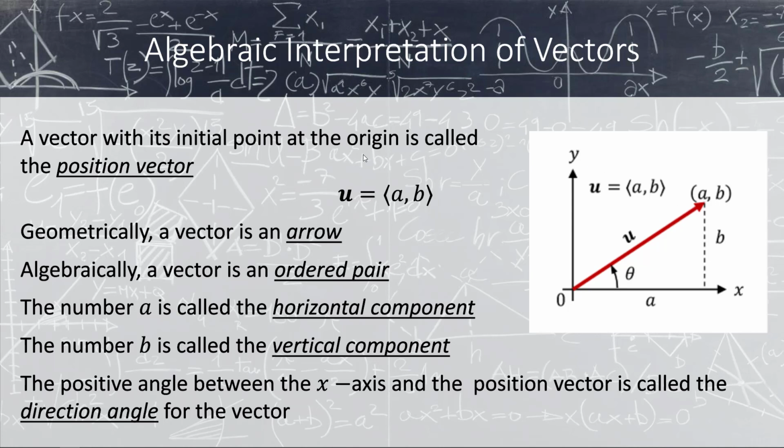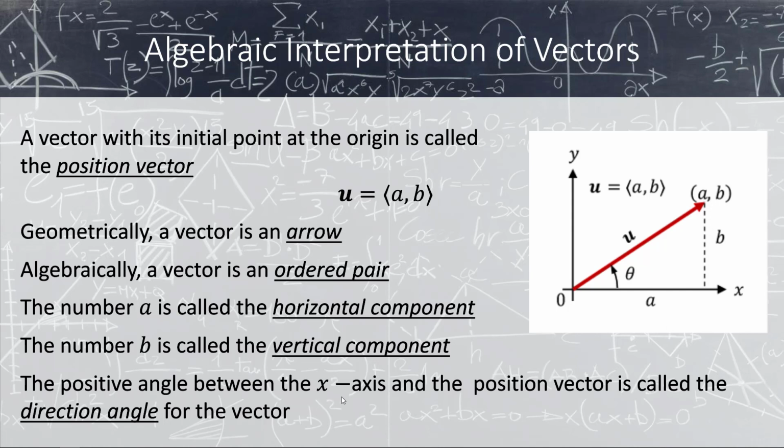Well, we can also express this as an ordered pair. However, this ordered pair is not going to be surrounded by parentheses. It's going to be surrounded by angled braces, which you actually see right here. And it will have two components. The first component will be the horizontal component, which is a. And the second component, which is b, is called the vertical component, which describes the height of the vector.